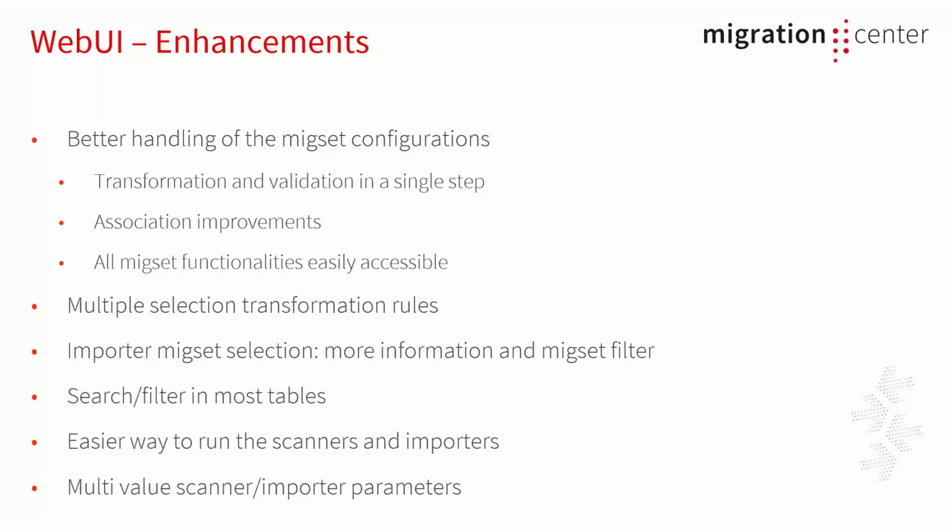Other things like multiple selection on the transformation rules, so you can copy, paste, or delete them. Also for mix set selection, we provide more information and mix set filtering. So in case you have a lot of mix sets pending to be imported, you can easily filter and find the mix set that you want to import. We improved the search and filtering in most of the tables. All the tables now can be filtered by any column.